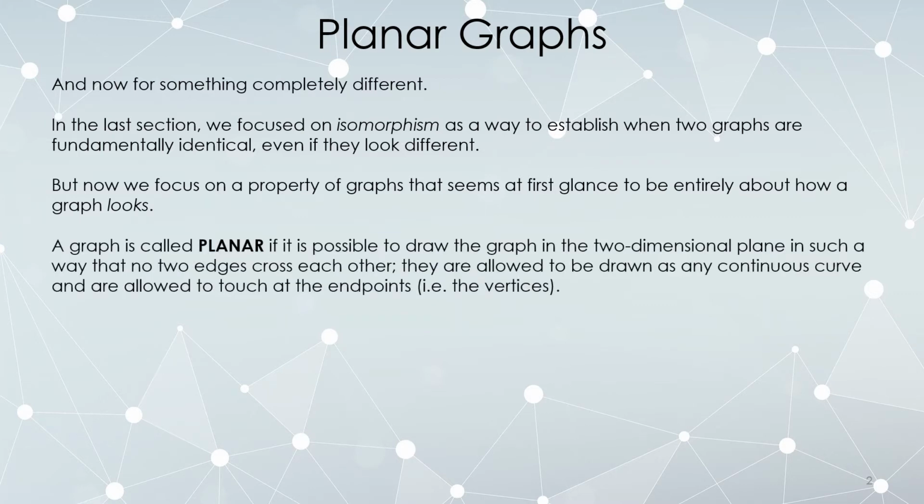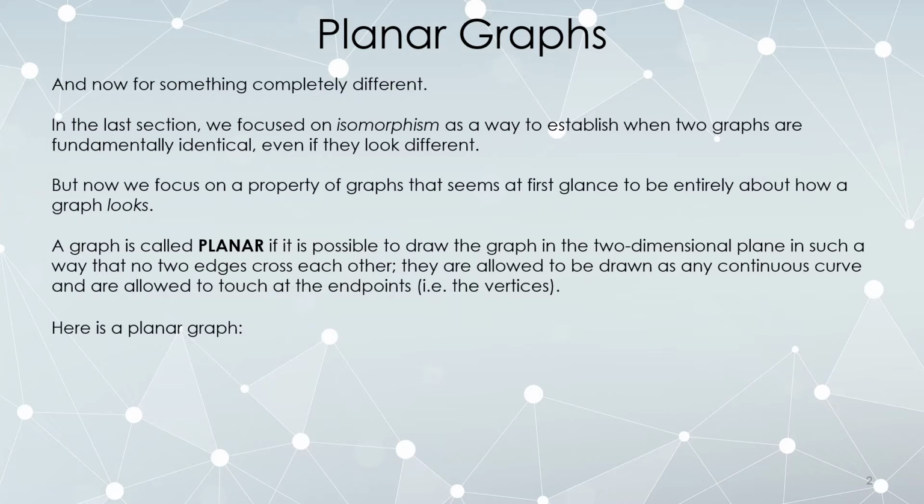A graph is called planar if it's possible to draw the graph in the two-dimensional plane in a way that edges do not cross each other. So you can draw edges as crazy as you want. They don't have to be straight lines. However, you're simply not allowed to have two edges cross each other. If it's possible to draw a graph in that way, it's called a planar graph.